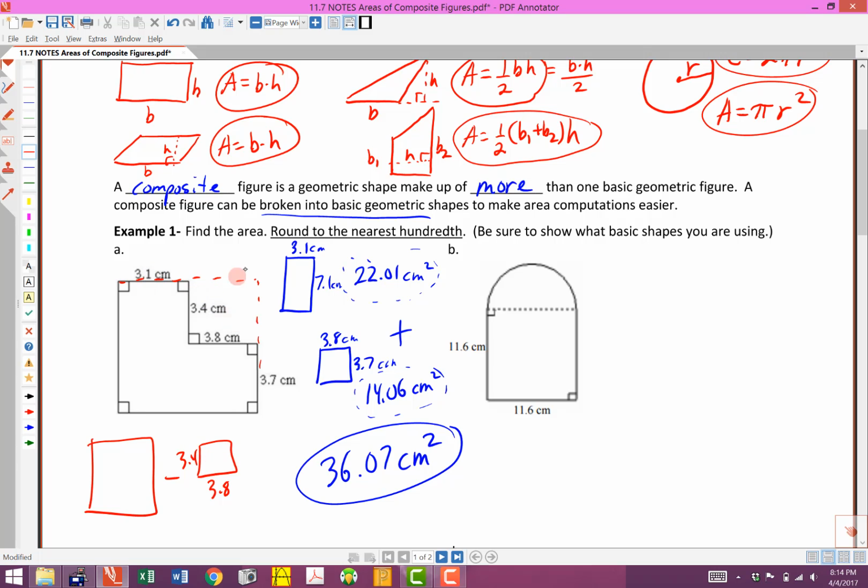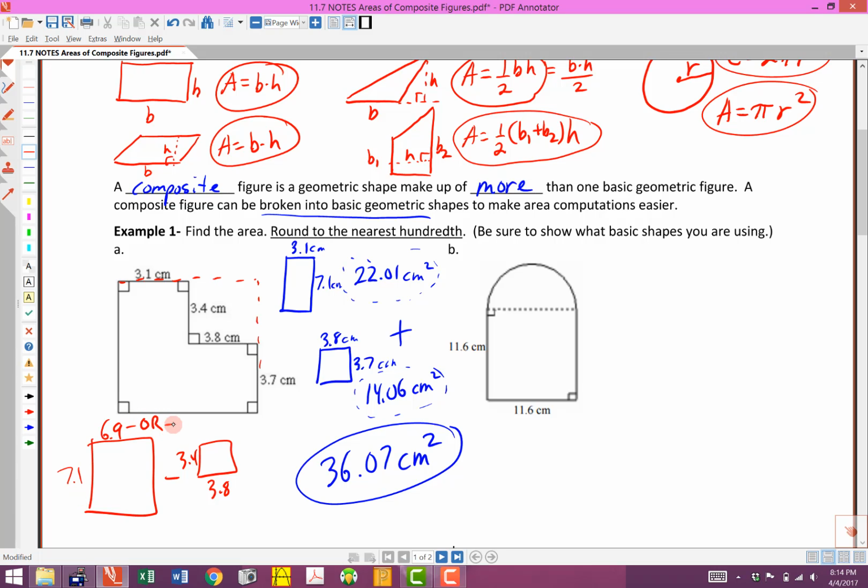In order to find this area, we've got to know how far it is from here to here, so we have to add the two of those together. So that's going to be 3.1 plus 3.8, which is 6.9. And then we'd have to know how tall it is. Remember, we already figured that out. That was 7.1. So if we did it that way and we did a little subtraction problem, we're all set to go. It will give you the same answer if you wanted to do it that way.